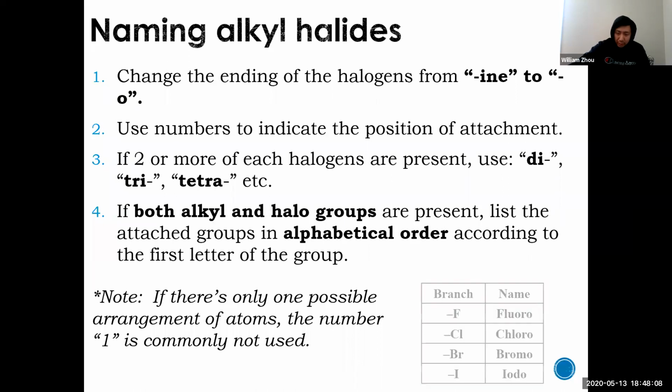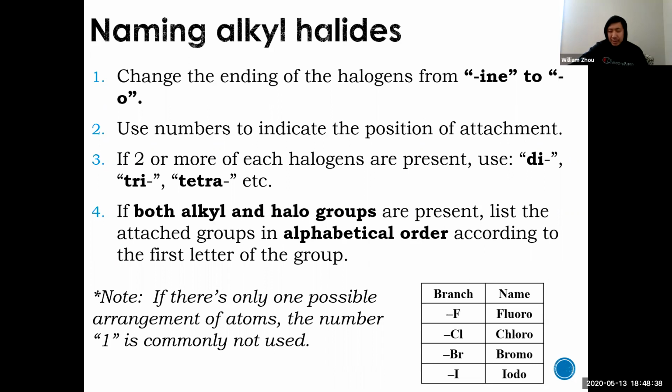All right, so if you look at the table, fluorine becomes fluoro, chlorine becomes chloro, bromine becomes bromo, and iodine becomes iodo. All you have to do is add the O. Second, you have to number them, just like before. Same rule, smallest possible set of numbers. And also, if you have more than one halogen, just like before, you use a prefix di, tri, tetra to specify the number.